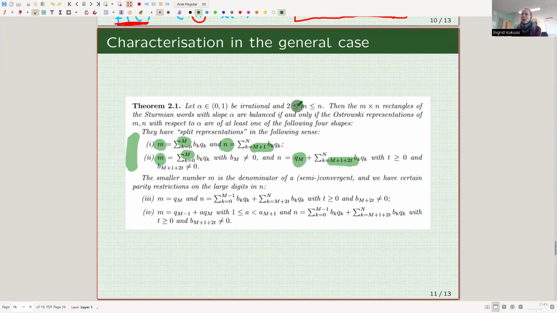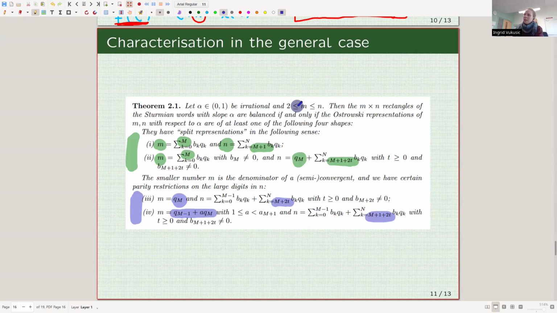Okay, so it's not actually hard to prove that in these cases you are balanced. The problem is to prove that you're not balanced in all the other cases. But there are 2 more cases where you are balanced, which is if m happens to be a convergent, that's the equivalent of just being a Fibonacci number. And then we've got some technical parity restrictions in the large digits of n. And then there's another case which does not show up in Fibonacci numbers, because with Fibonacci numbers, semi-convergents do not really exist. But in general, you can have things called semi-convergents that have this shape, and then n again has to have some parity restriction in its large digits. And these are exactly the cases where you are balanced.